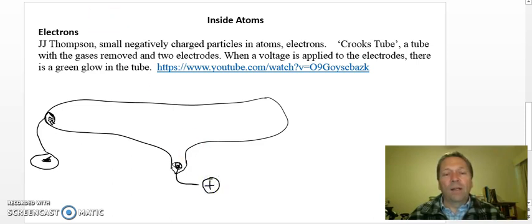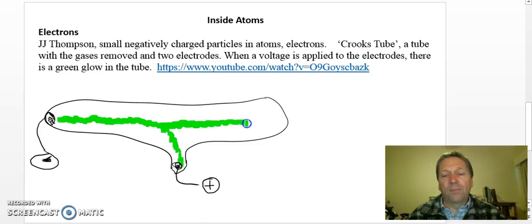Now when they turn the voltage on, a green glow appears, which goes like this and goes down like that, and also continues on a bit like that as well. It looks a bit like a laser, like a lightsaber.